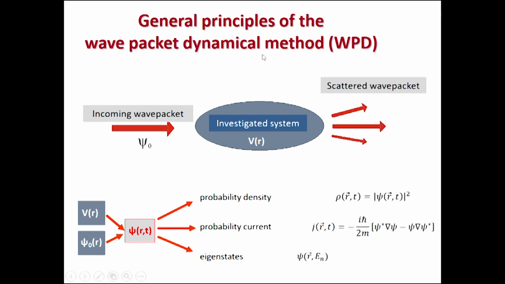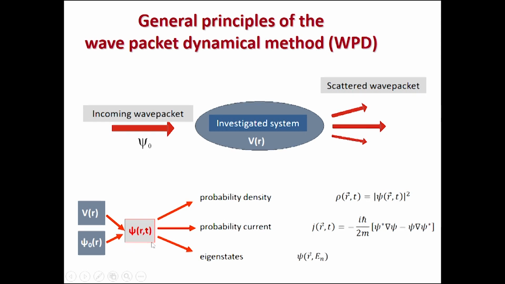The general principles of the wave packet dynamical method are as follows. We have an investigated system which is described by the potential V(R), and we have an initial wave packet. The method calculates the time-dependent Schrödinger equation, and it calculates the scattered wave packet, which is symbolized by these arrows. It is scattered in different directions with different amplitudes. These are the input quantities: the V(R) potential and the psi0 initial wave packet.